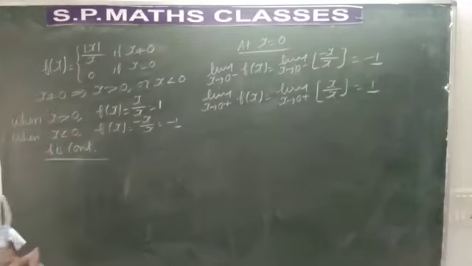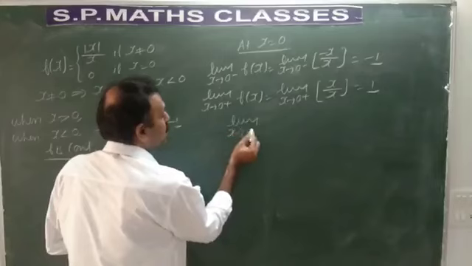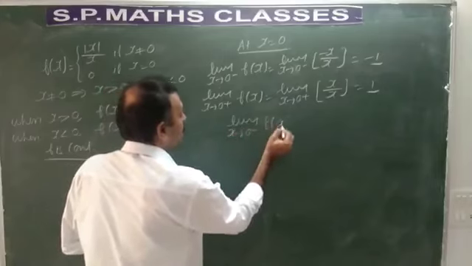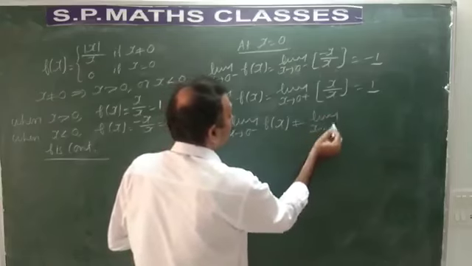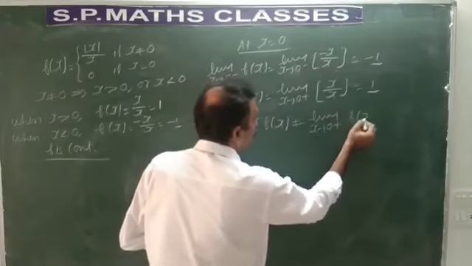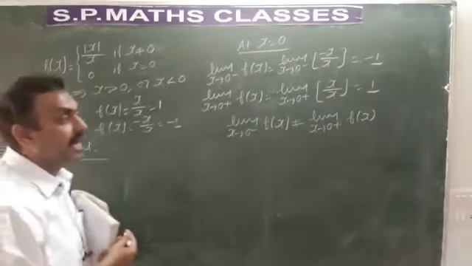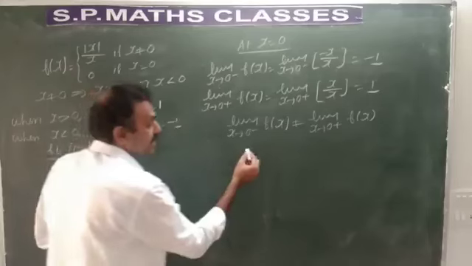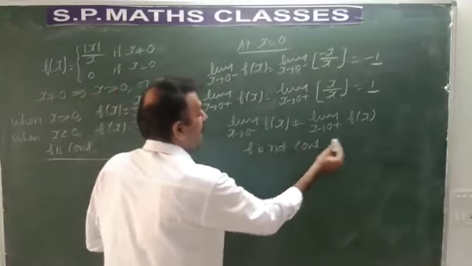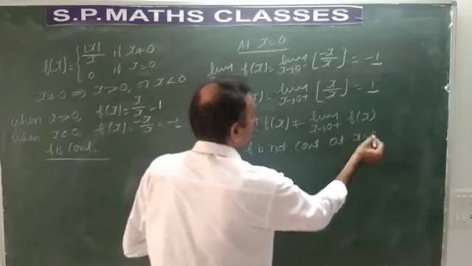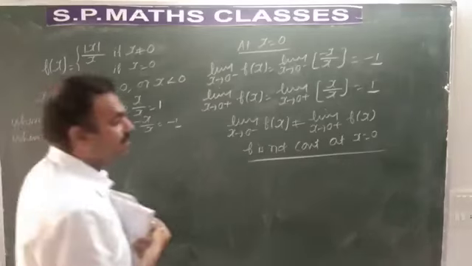See that the left hand limit is minus 1. The limit as x tends to 0 minus of f of x is not equal to the limit as x tends to 0 plus of f of x. They are not equal. Since they are not equal, we conclude that f is not continuous at x equals 0. So, it is a discontinuity of the first kind.